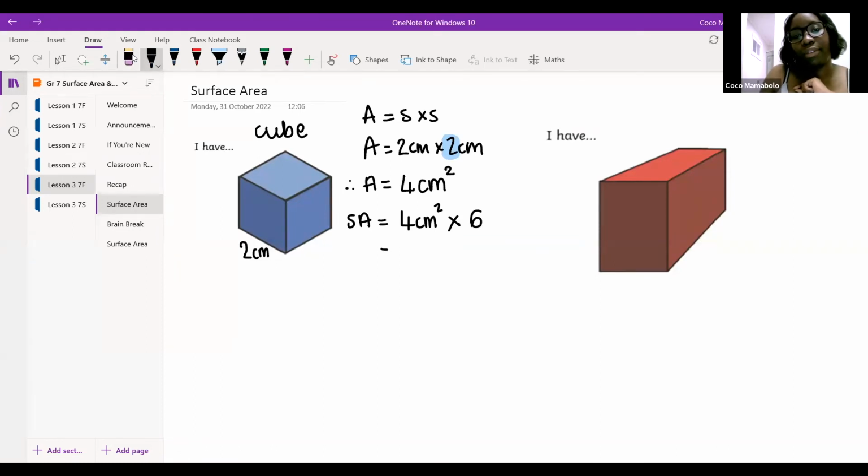So now I'm going to have 4 centimeters squared times 6. And how much will that give me? 24 centimeters squared. Excellent. Amazing. You did that so beautifully. Well done, Mialani. Thank you, ma'am.